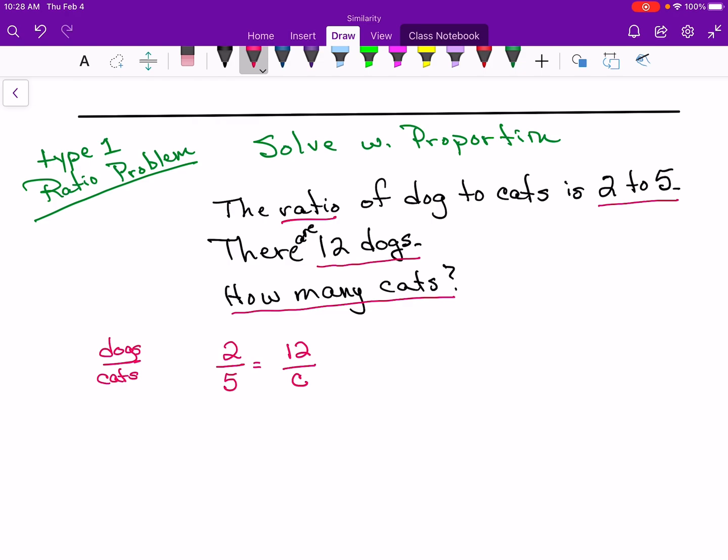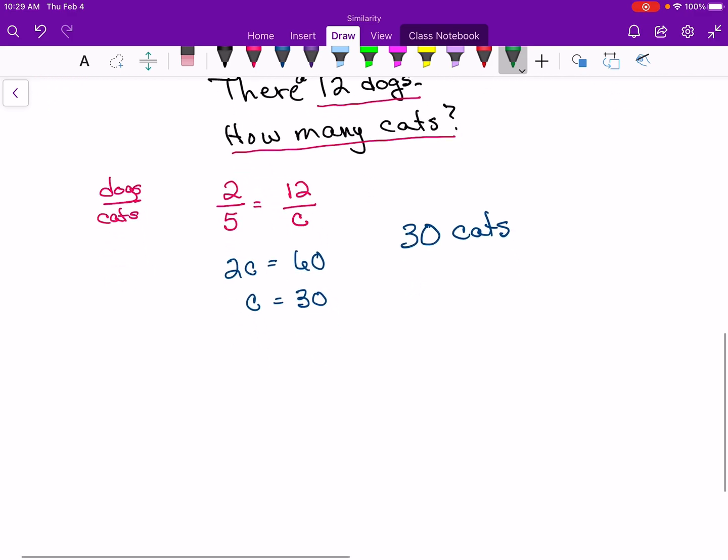Whenever you have a situation like that, you're going to set up a proportion, then cross multiply, divide by 2, and solve. There are 30 cats. Do make sure that you label your answer. Okay. Again, ratio is given. One of the quantities is given for a new situation, and you're asked to find the matching piece of other information.